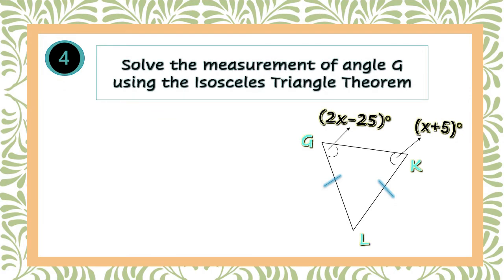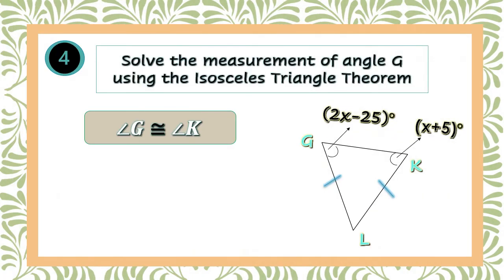For example number 4, let us solve for the measurement of angle G using the isosceles triangle theorem. So, angle G is congruent to angle K. The value of angle G is 2x minus 25 and the value of angle K is x plus 5. So we will have the solution: 2x minus 25 is equal to x plus 5.